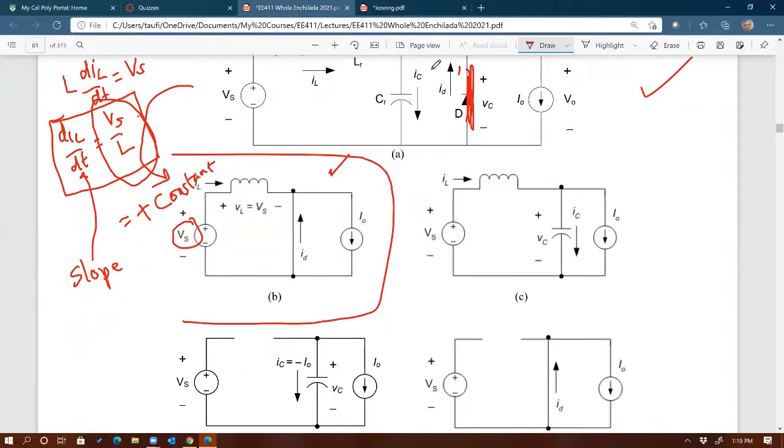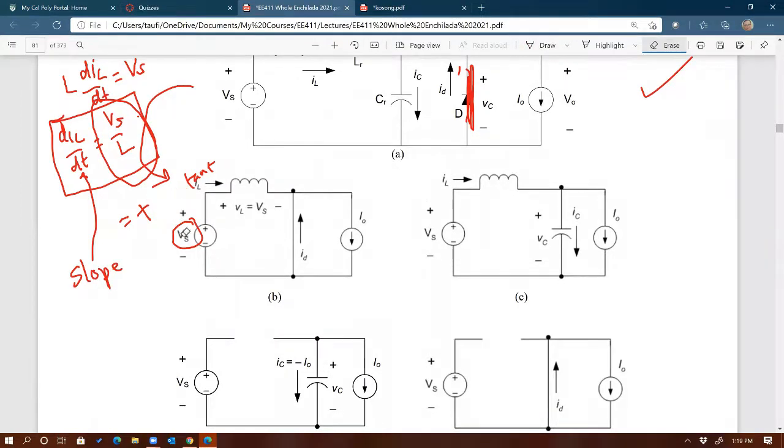What this circuit is showing us is that as soon as we expose VS, a constant voltage, across this inductor, the current through the inductor grows linearly, and there's nothing to stop it. If you look at this circuit, there's nothing to stop that current. It's going to go up linearly. Until when? What stops it from growing linearly?